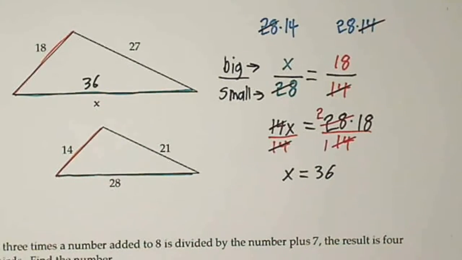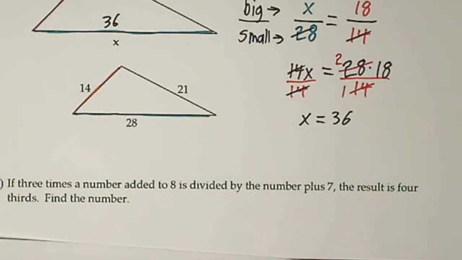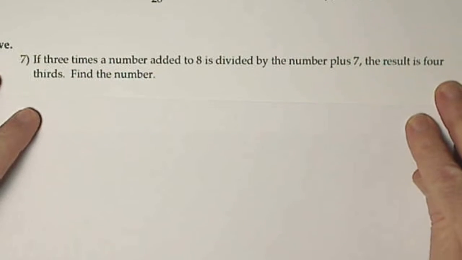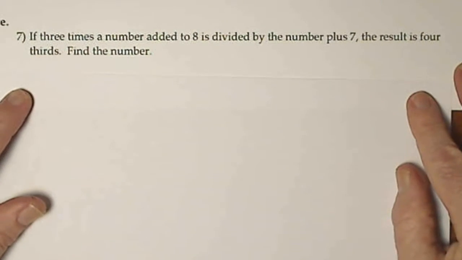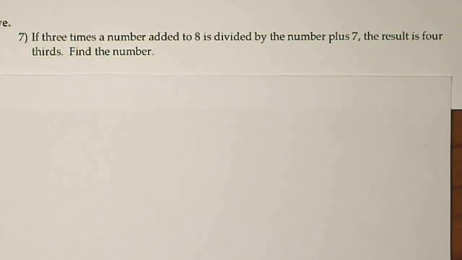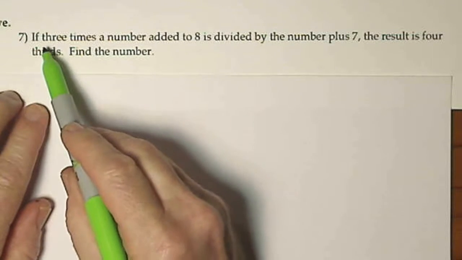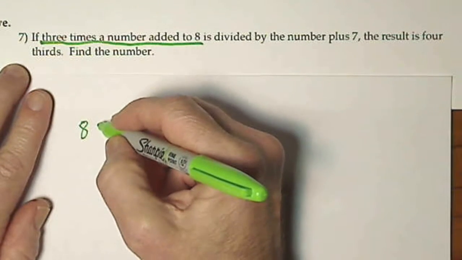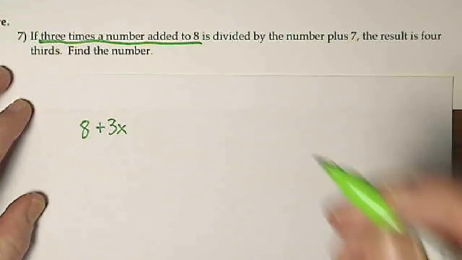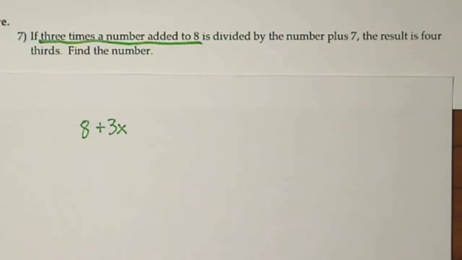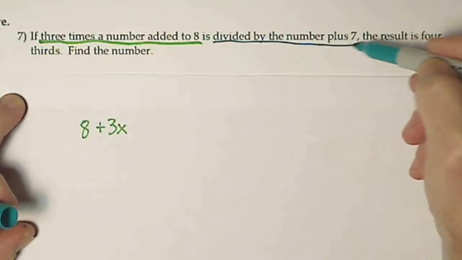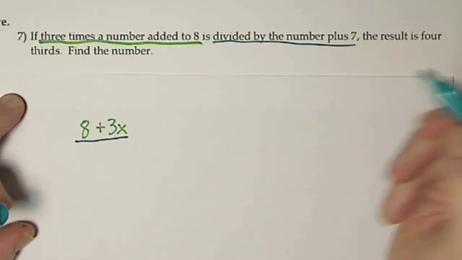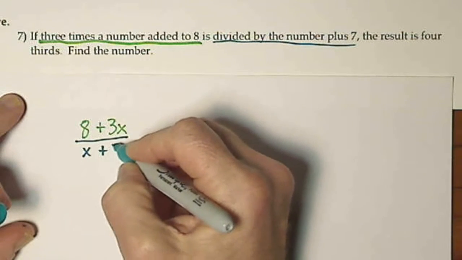Alright, we're going to do 2 more. Number 7 gives us a description of some numbers or relationship, and we're going to have to solve. This will set up as a proportion. Let's follow this closely. 3 times a number added to 8. So here's my 8, and I add to it 3 times a number. Is divided by the number plus 7.